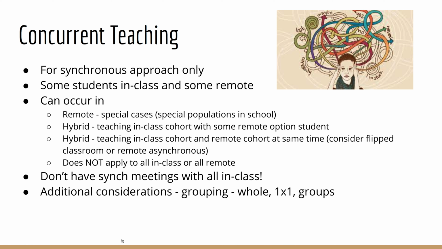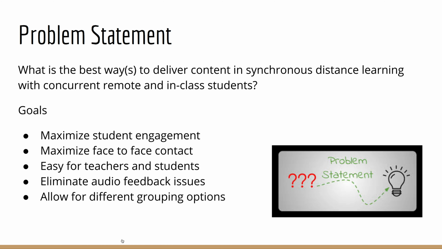And there are some additional considerations, which is how do you do grouping, either whole class, one-to-one, or subgroups, okay? And that's within the cohort. If you're teaching hybrid, you might still want to do additional grouping within that cohort. All right, so now that we have the background here and the terminology, the question is what's the best way to deliver content in this synchronous distance learning with concurrent, remote, and in-class students? So now hopefully that question makes sense.